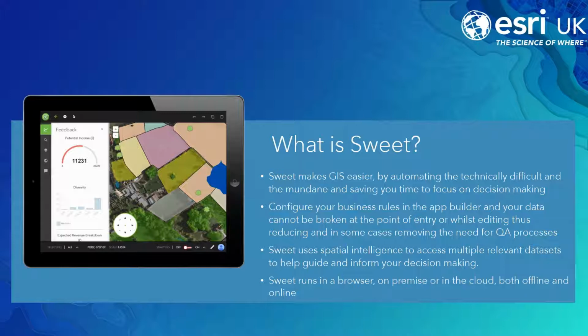Suite uses a spatial intelligence to access multiple relevant data sets, and these are used to help guide and inform your decision making. Suite runs in a browser, on-premise or in the cloud, both offline and online.